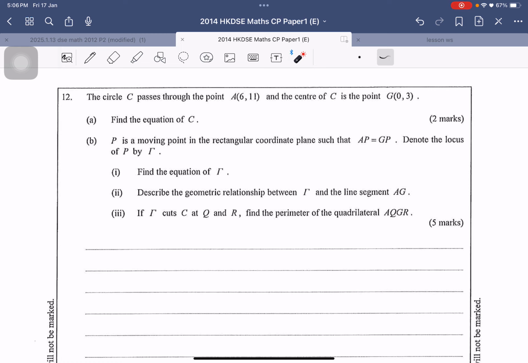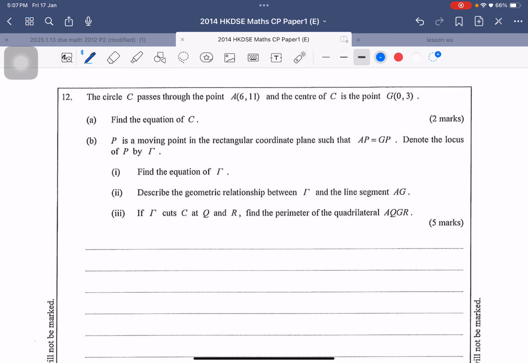Alright, circle equation. Before we talk about a circle equation, let me know what you know about circles. What is the general form? The general equation of a circle, right?